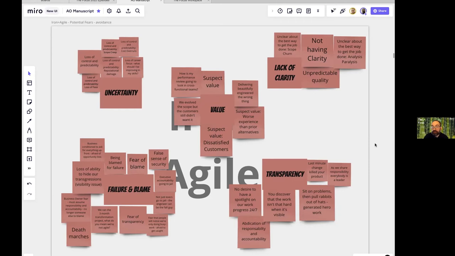Value can be suspect. Are we sure this is going to be valuable? How sure are we? How do we know for sure? I might have a worse experience. So for instance, I've come across a situation where an organization decided to transform its systems from something that was using mainframes to something that was using mid-range systems.